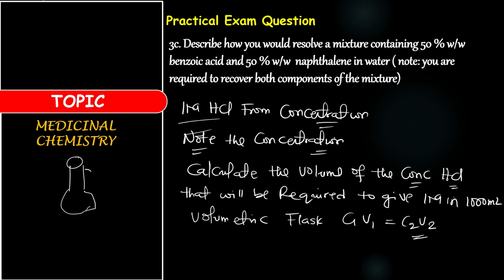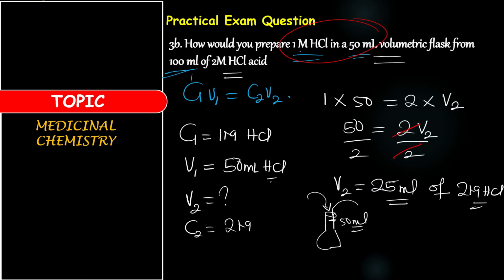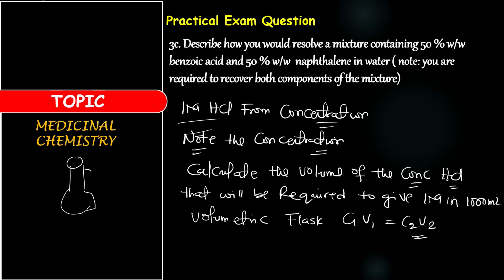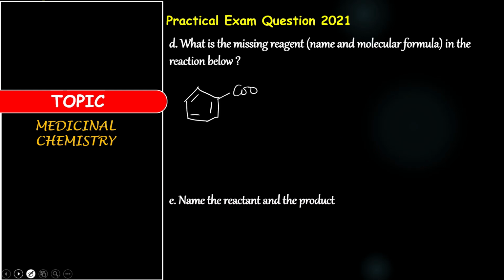Describe how you prepare or resolve a mixture containing benzoic acid and naphthalene. Now, it's the same process that I stated here. That's what you will use for this particular one. Alright? Describe how you resolve, the same process. Then we have the next one, which is something like this. Exactly what I stated the other time.